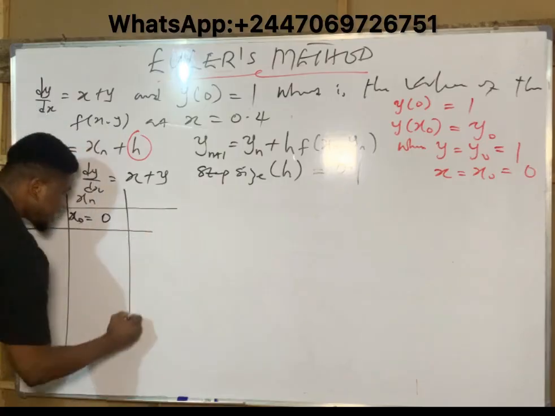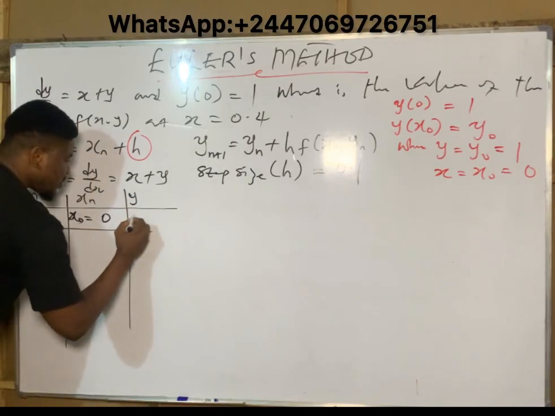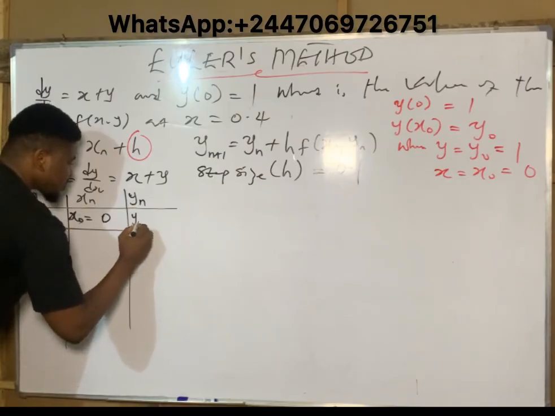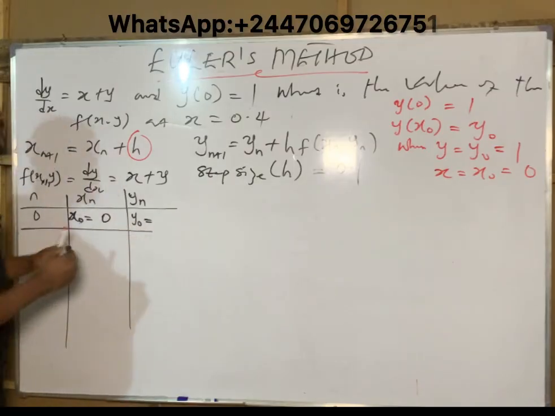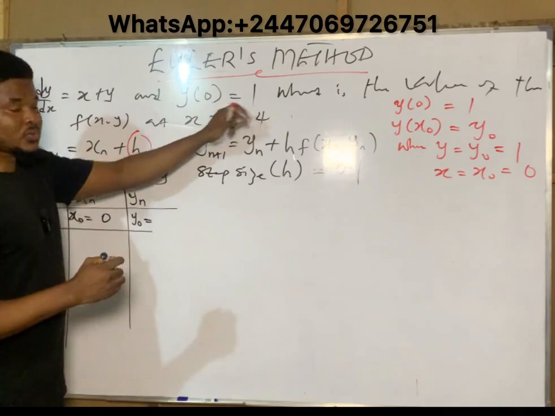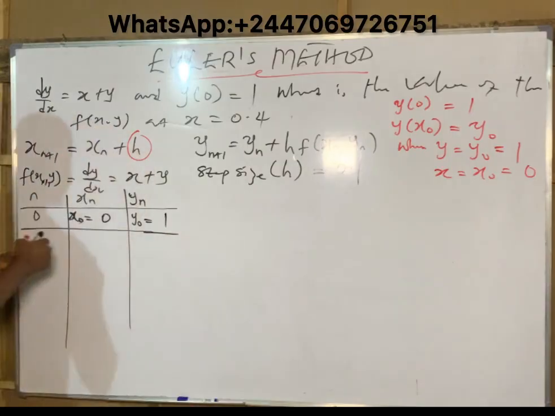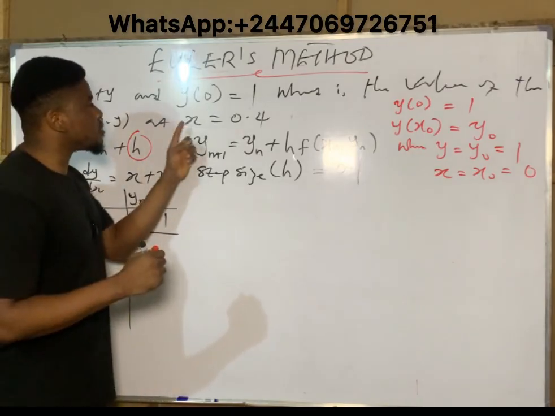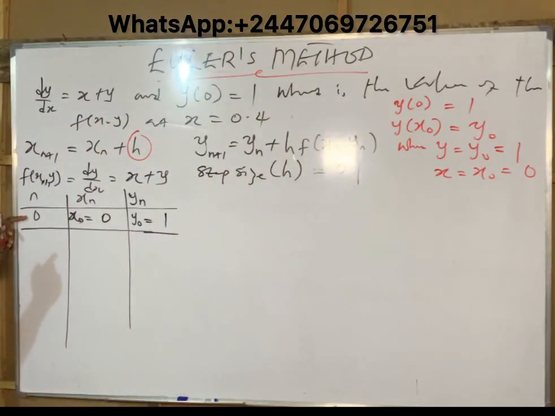Then again, our y becomes, yn becomes y naught, because n is equal to 0, and y naught is also from the given initial condition, y equal to 1. So y naught is simply equal to 1. So what we need to do now is split this value of n to match up to x equals 0.4. So we have considered when n is equal to 0.